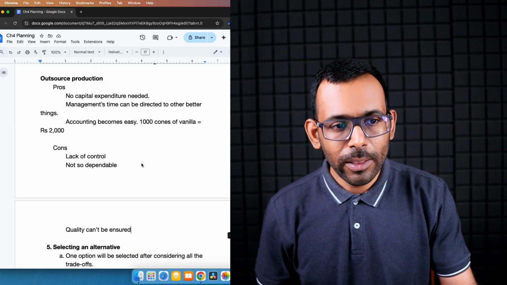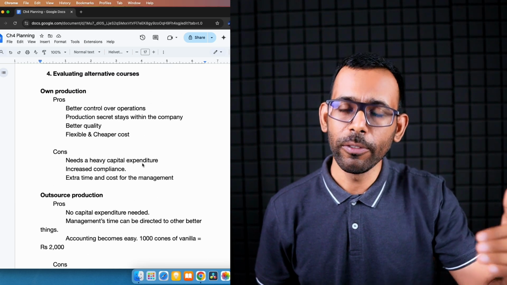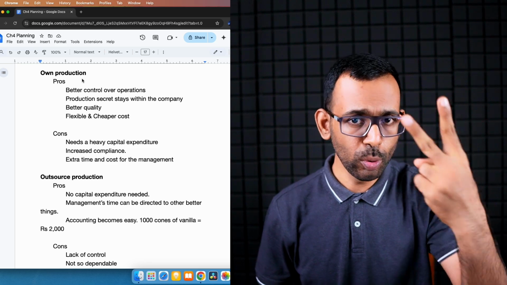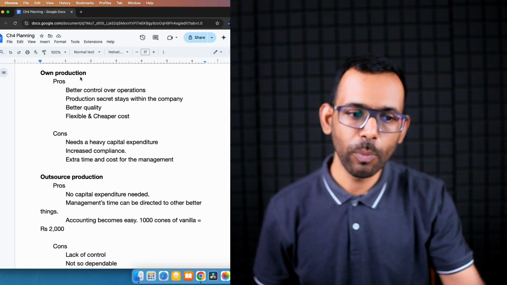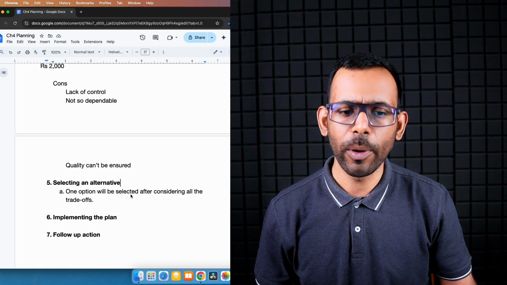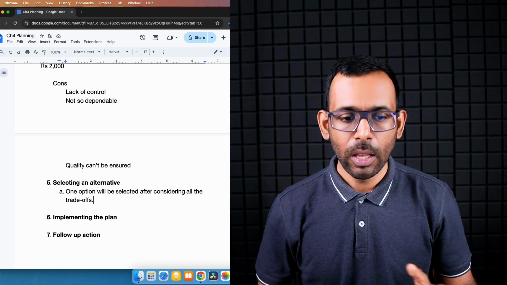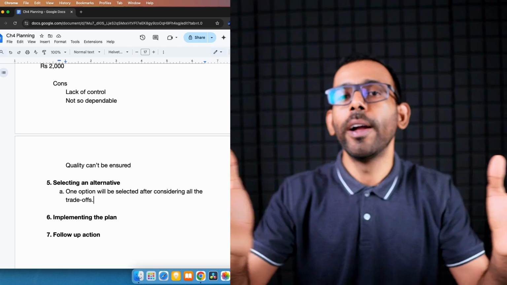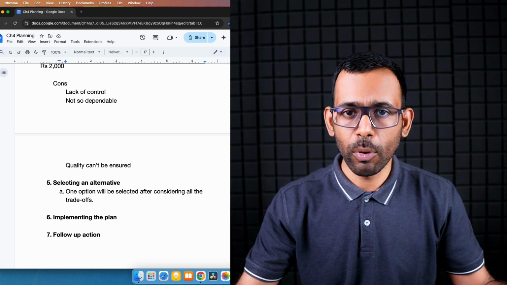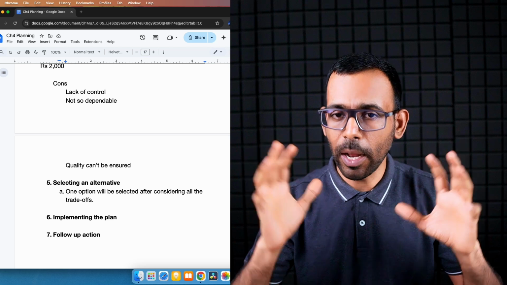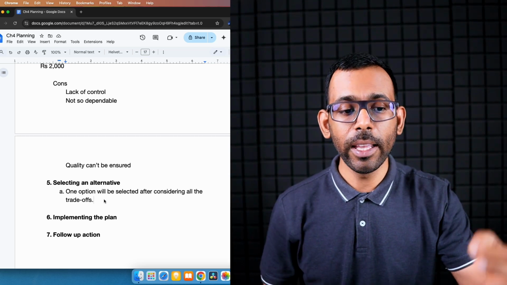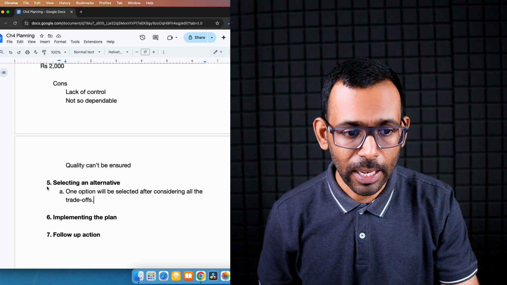Now, like this, they will do a detailed analysis of all the options. To keep the example simple, I just gave you two alternative courses of action, like own production and outsource production. In real life, it gets much more complicated. Each and every objective will have 5 to 6 alternative courses of action, and each of them will have 10 to 12 pros and cons. And then the management will sit and really give a good thinking to it. Then they come up with a final decision, which is selecting an alternative.